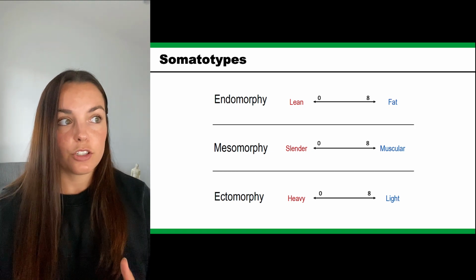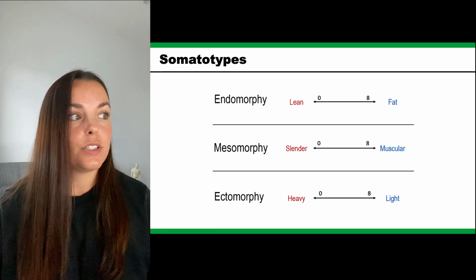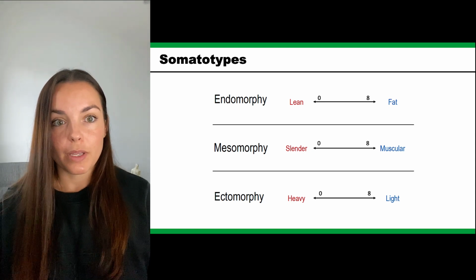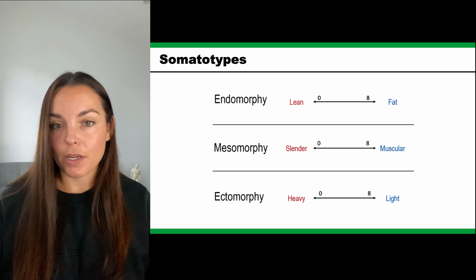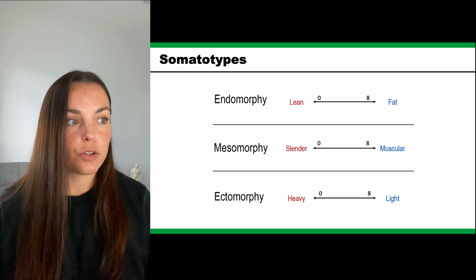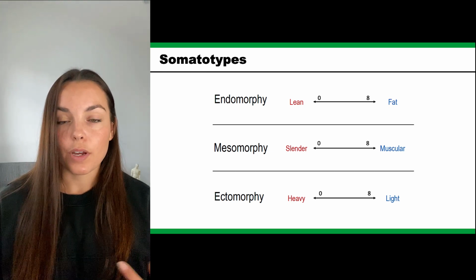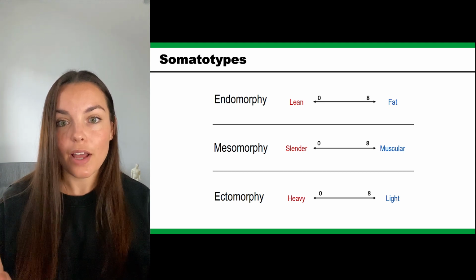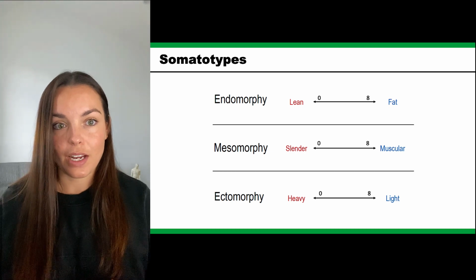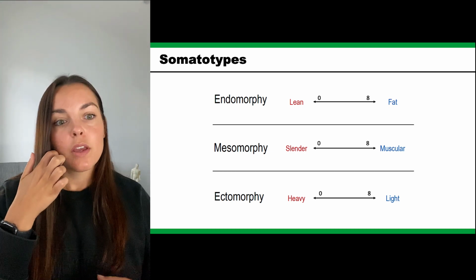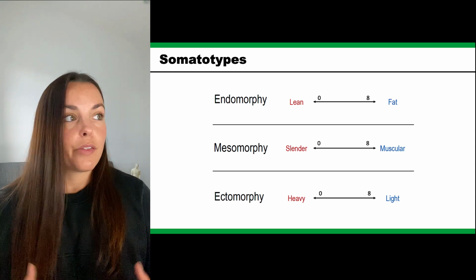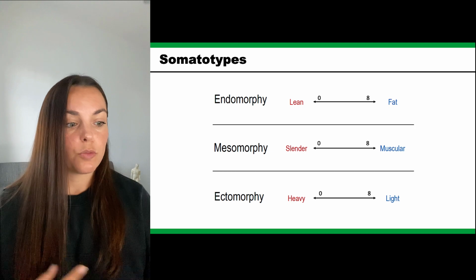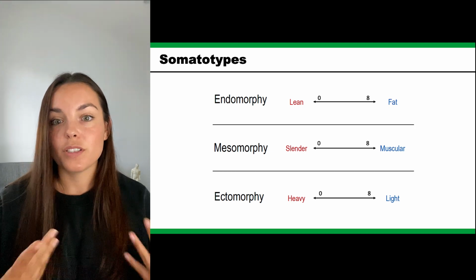You get a number for endomorphy, a number for mesomorphy, which is the measurement of how muscular you are, going from 0 being quite slender to 8 being quite muscular. And then the same thing for ectomorphy, which is really looking at the ratio between our weight and height, how tall and light we are versus short and heavier towards that 0 number there. When you get all of these three numbers, you end up with your somatotype.